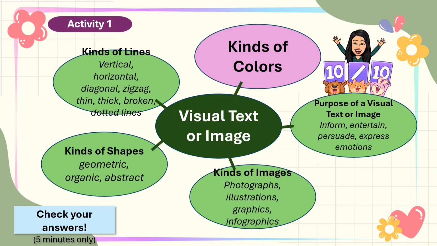For the kinds of lines, we have the examples: vertical, horizontal, diagonal, zigzag, thin, thick, broken, and dotted lines. For the kinds of shapes, of course, we have the geometric, organic, and abstract shapes. Then, for the kinds of images, you have photographs, illustrations, graphics, infographics. The purpose of visual text or image: inform, entertain, persuade, express emotions. And of course, this week we are going to tackle on the kinds of colors.